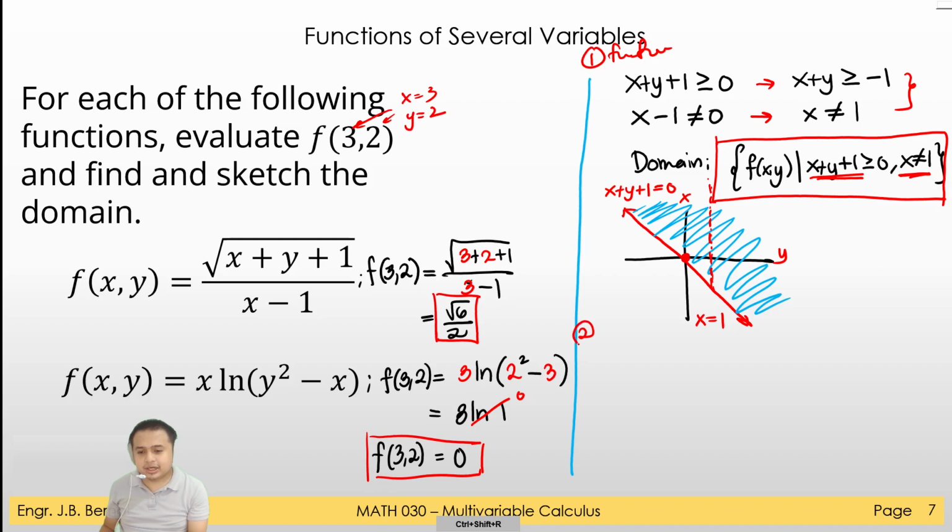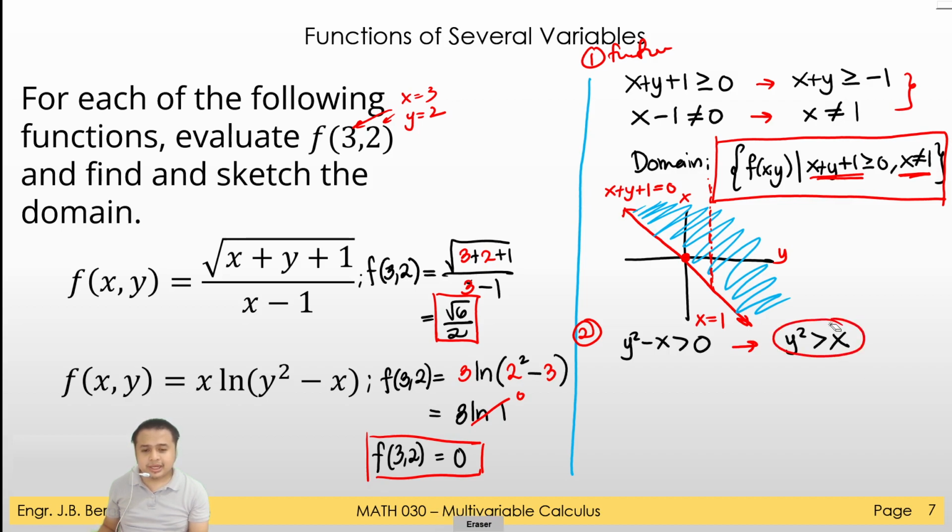Okay, for the second function now, we drew the first function. What is the condition here? Where will we have a problem? For logarithmic functions, the argument should not be equal to 0 or a negative number. So y squared minus x should be greater than 0. If we simplify this, this will be y squared greater than x.